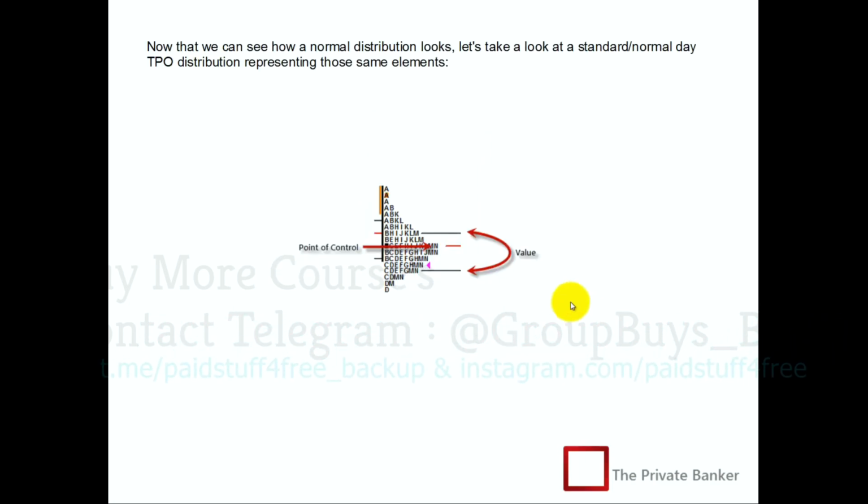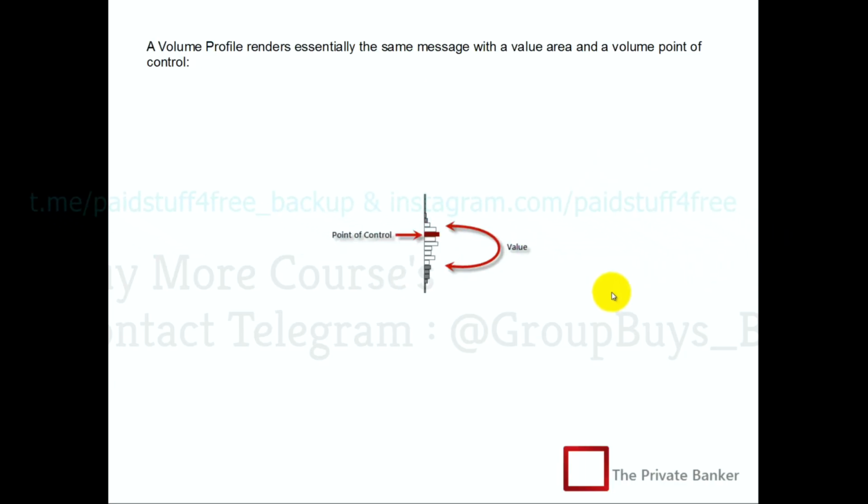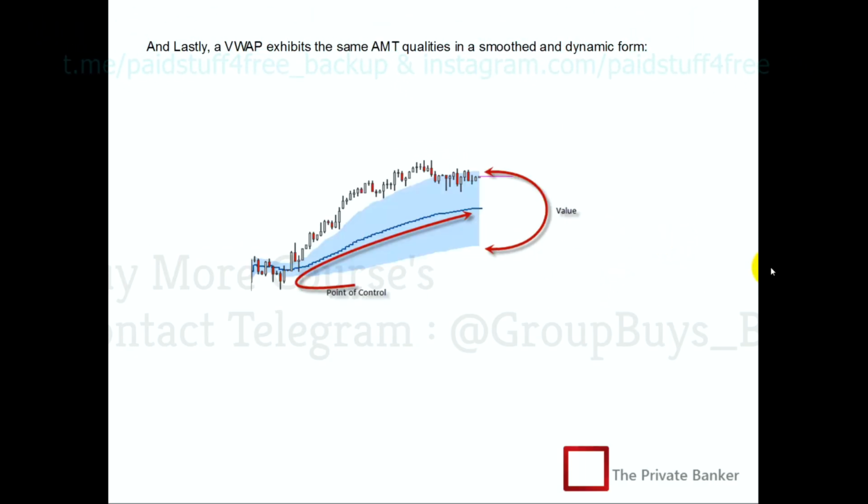First, just comparing other structures to what we're talking about here. Here's an example of a TPO profile. We've got our value area, and we've got our point of control. Very straightforward, similar to the bell curve. Here's a volume profile, similar thought. This white area is our value area, with the red line here as our point of control. Same concept, bell curve.